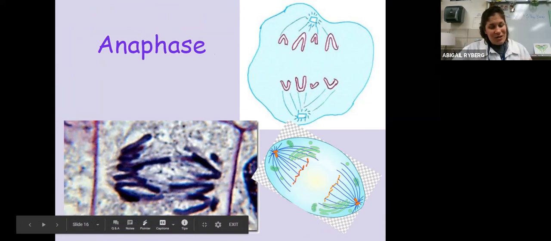There's more pictures. Another really good one. The photograph here shows the chromosomes being pulled away from each other into two groups.